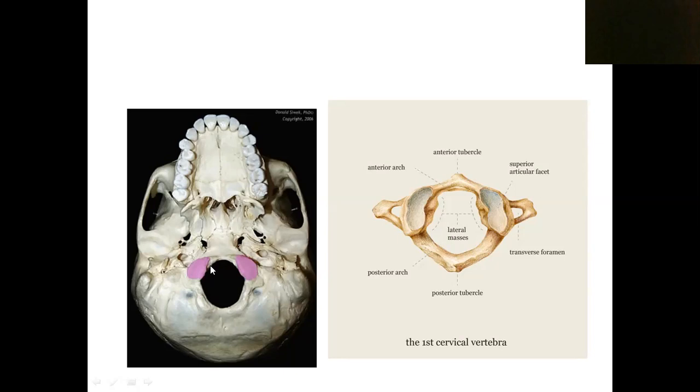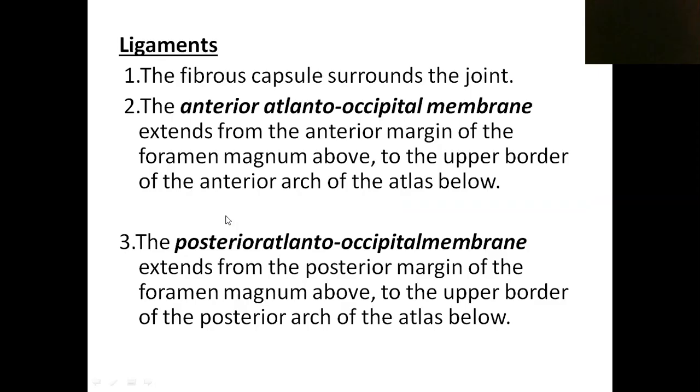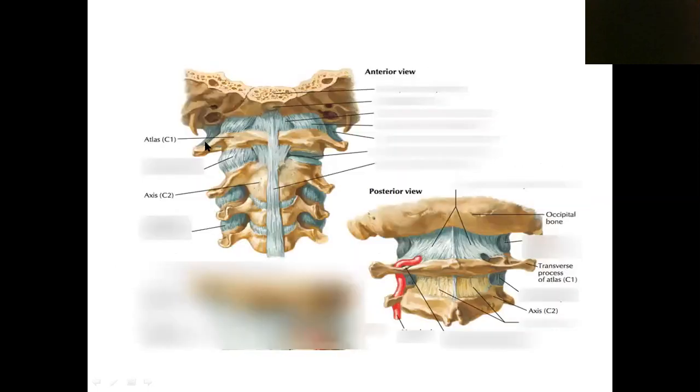So from the anterior margin to the anterior arch of the atlas, that is the anterior atlanto-occipital membrane. Now we'll see that. Approximately here comes the anterior margin of the foramen magnum. This is the anterior arch of the atlas. So this sheet extending from the occipital bone to the anterior arch of the atlas is known as the anterior atlanto-occipital membrane.